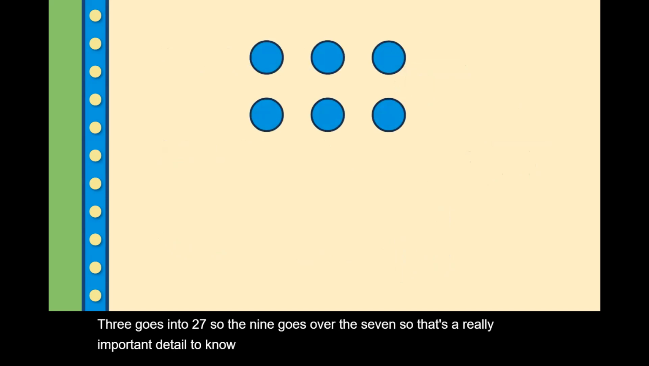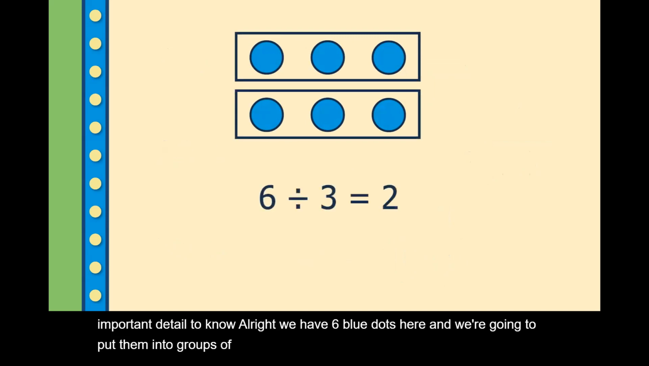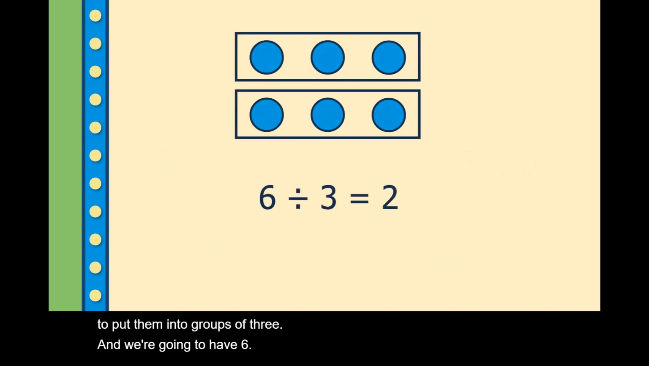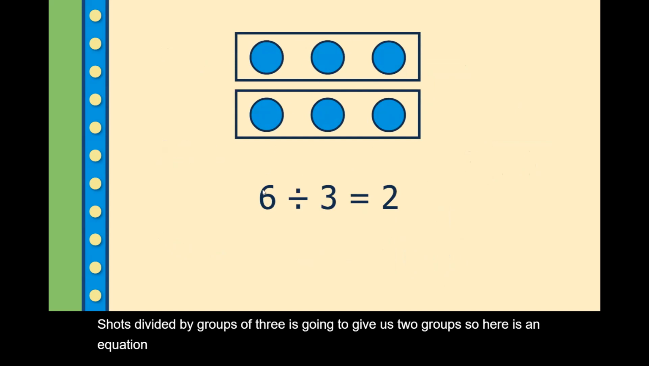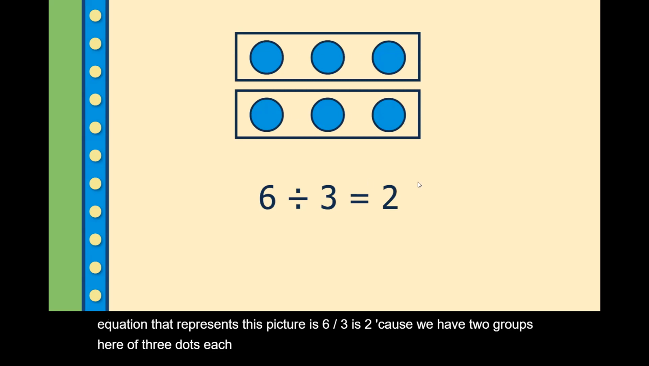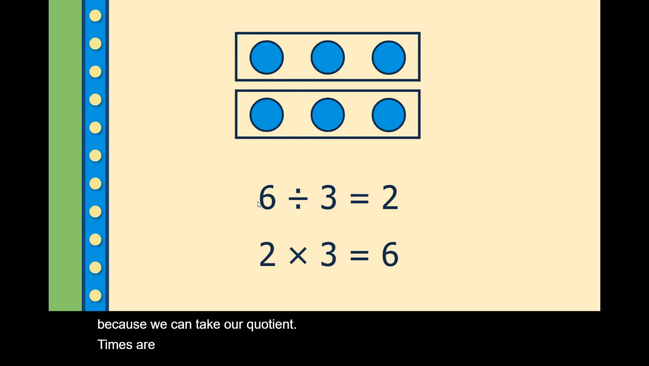All right, we have 6 blue dots here. We're going to put them into groups of 3. And 6 dots divided into groups of 3 is going to give us 2 groups. So here is an equation that represents this picture: 6 divided by 3 is 2, because we have 2 groups of 3 dots each, for 6 dots total. All right, and we can prove that because we can take our quotient times our divisor, and then we should get our dividend. Okay, so 2 times 3 equals 6. You got to be able to prove it.